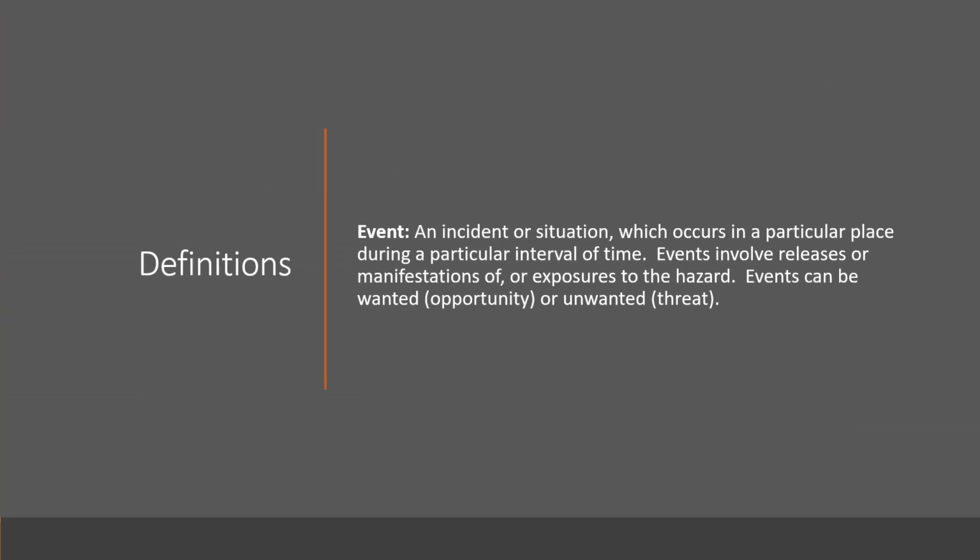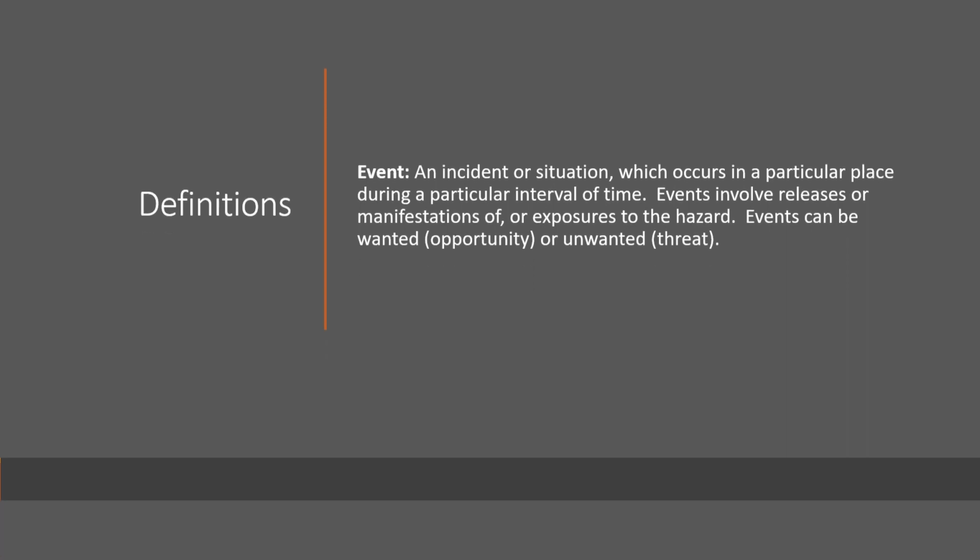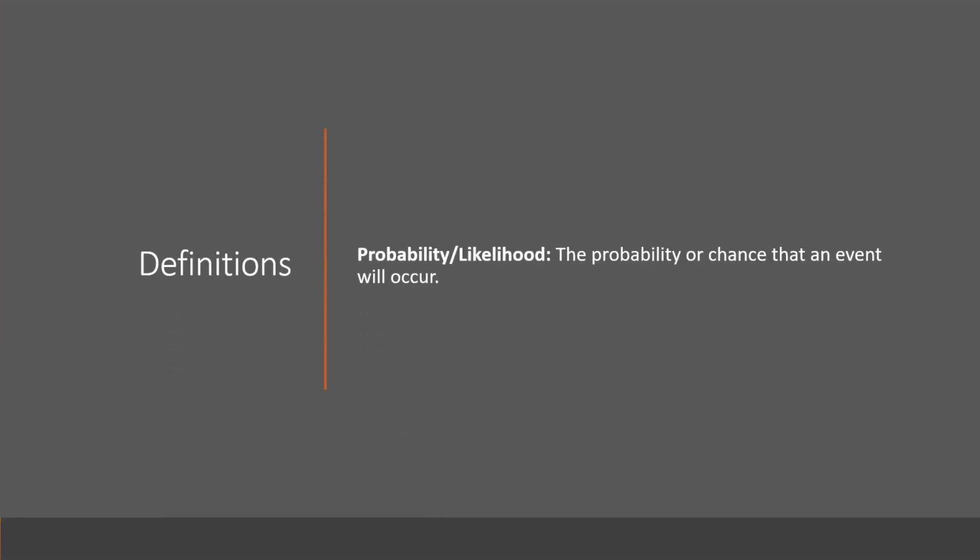An event is an incident or situation which occurs in a particular place during a particular interval of time. Events involve release or manifestations of, or exposures to, the hazard. Events can be wanted (opportunity) or unwanted (threat). Probability or likelihood is the chance that an event will occur.